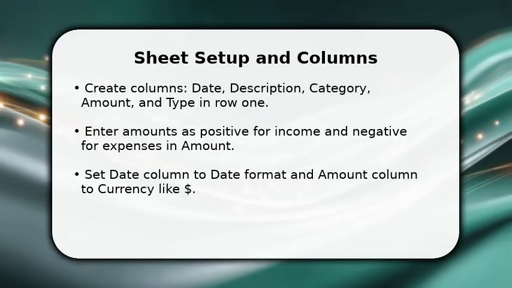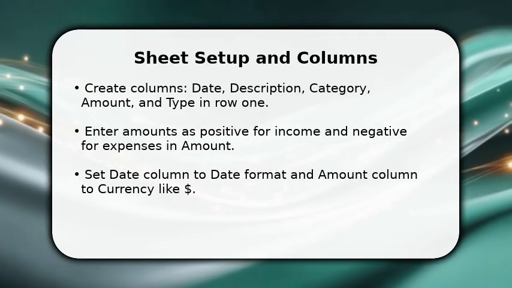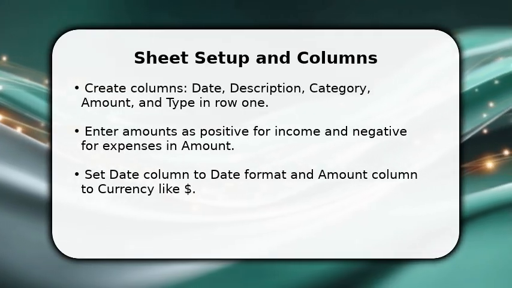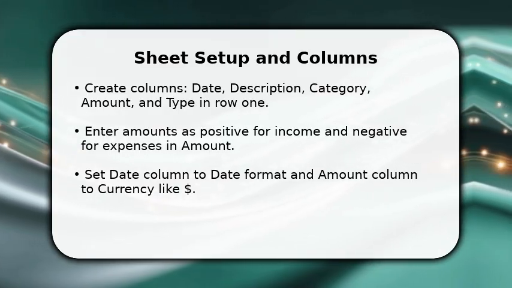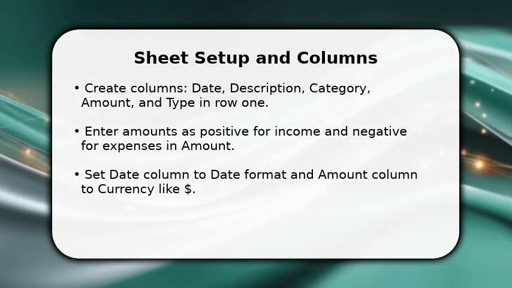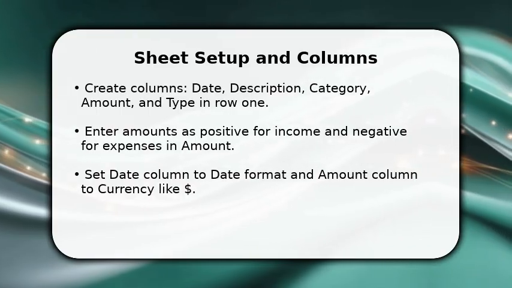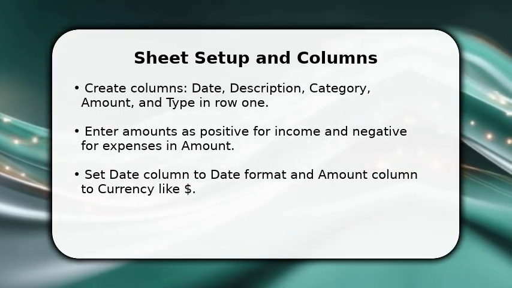Open a new Google Sheet and title it Monthly Finance Tracker right away. Create 5 columns labeled Date, Description, Category, Amount, and Type across row 1. Set the Date column format to Date and the Amount column format to currency like dollar.